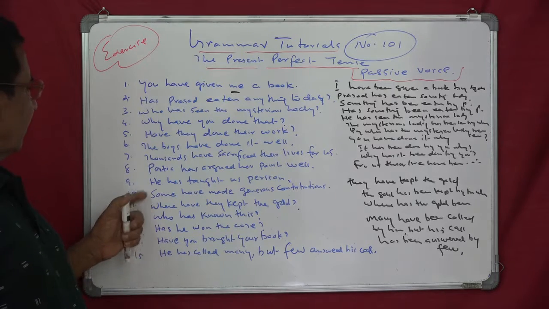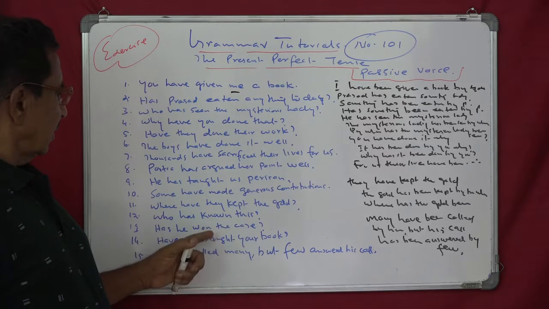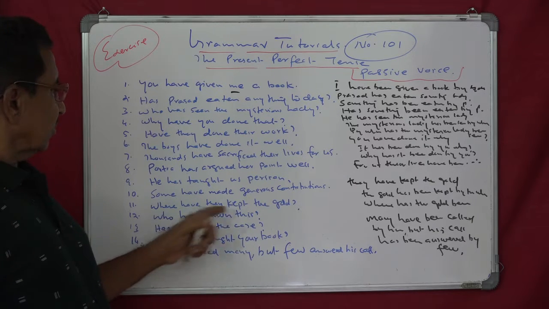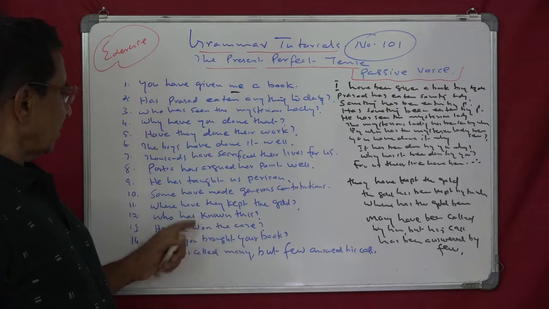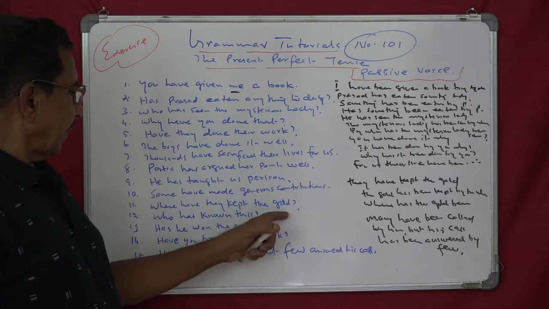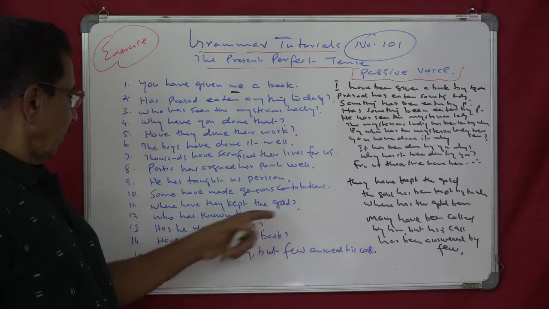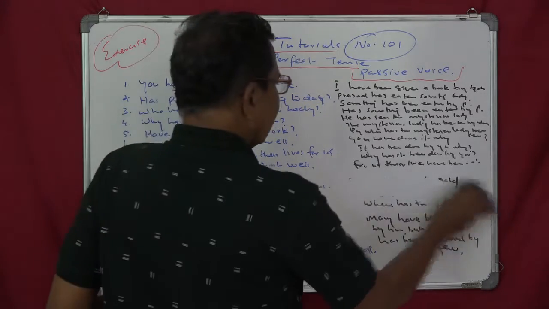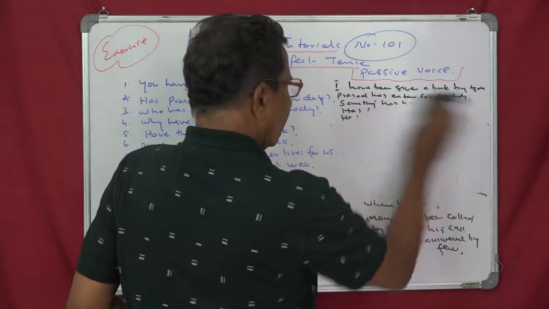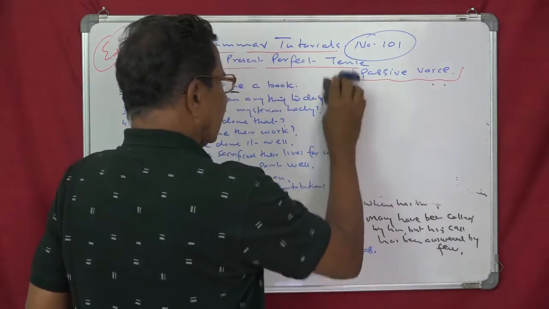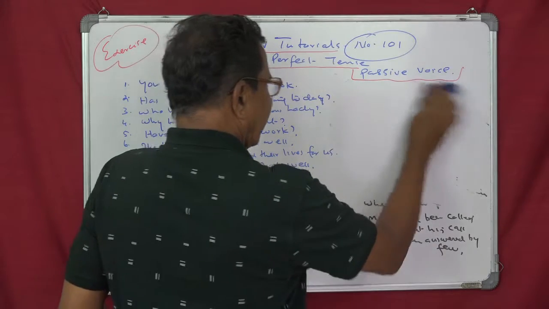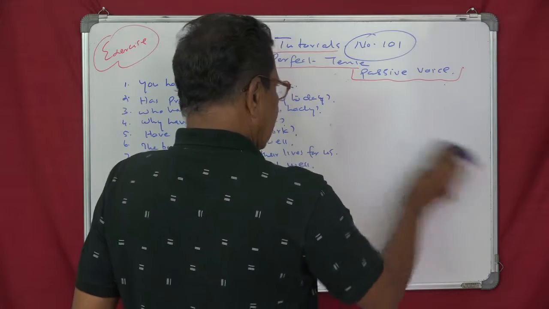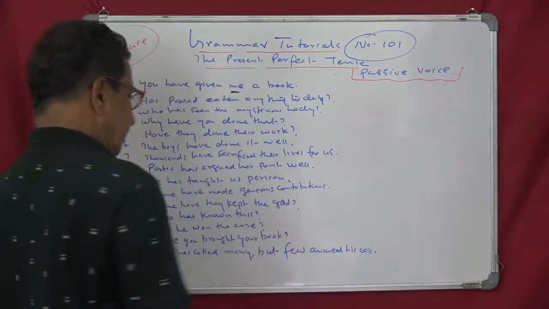Is it a problem for you? Who has known this? You can say he has known this. This has been known by him. Him will be by whom this has been known. Alright, if it is difficult, I will write it on the board for you. Then it will become easy. Isn't it? I think that you have understood and you can do any type of sentences.